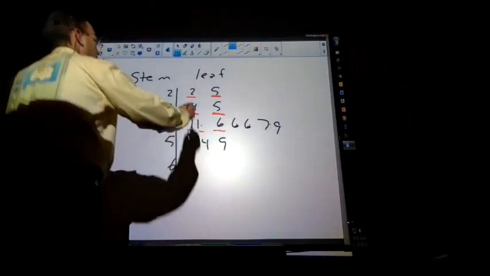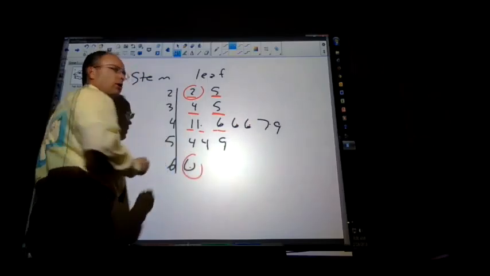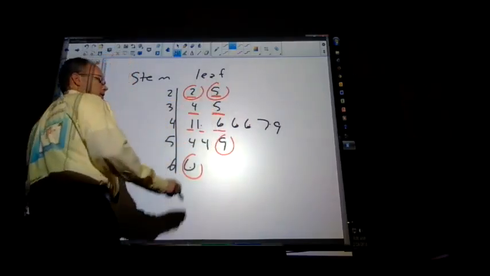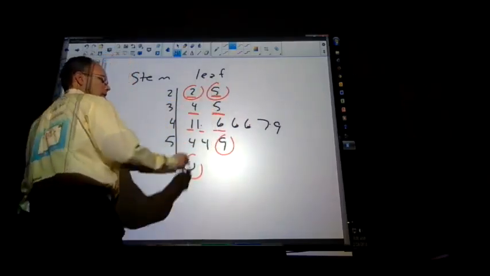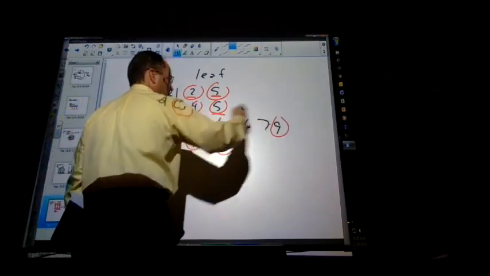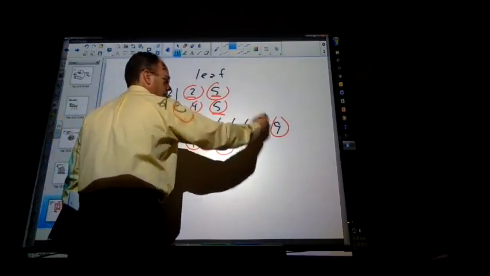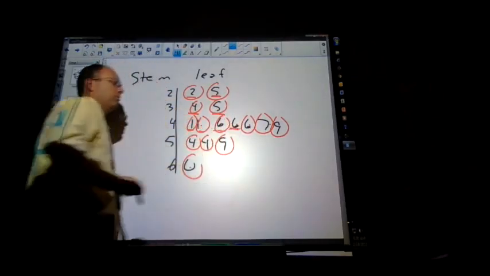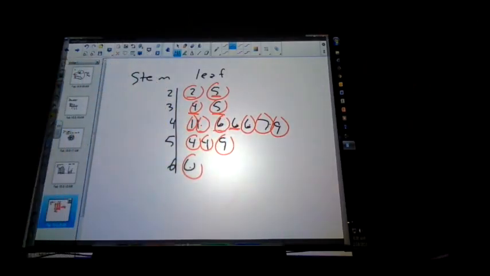7.5. Wait a minute. So if I go 1, 1, still with me? 2, 2, still with me? 3, 3, 4, 4, 5, 5, 6, 6, 7, 7. My 8th number is exactly in the middle of this data. My median of the stem and leaf is the number 46.